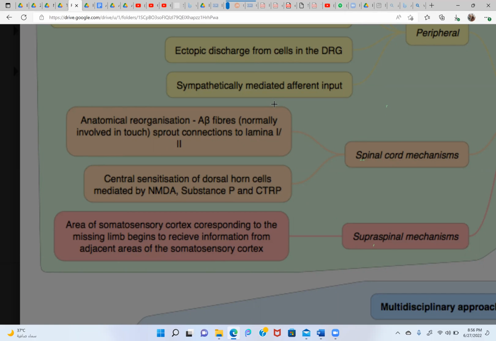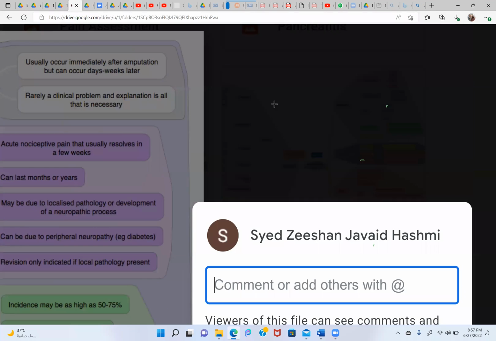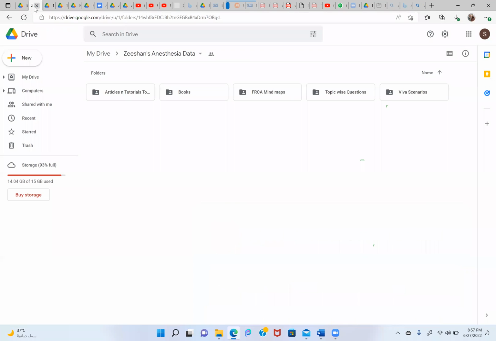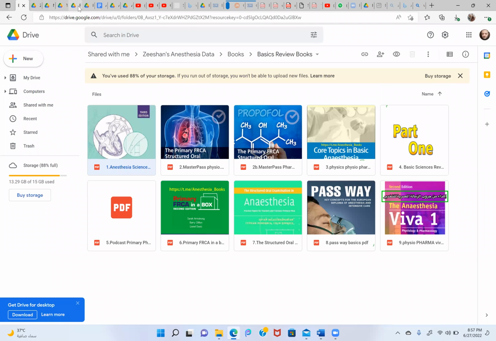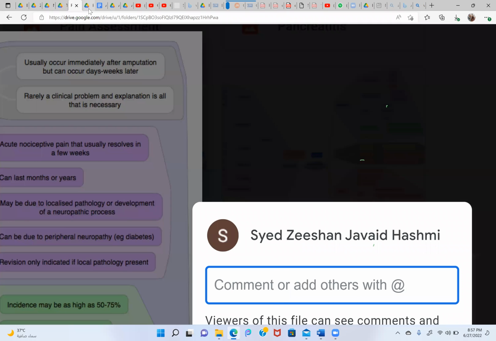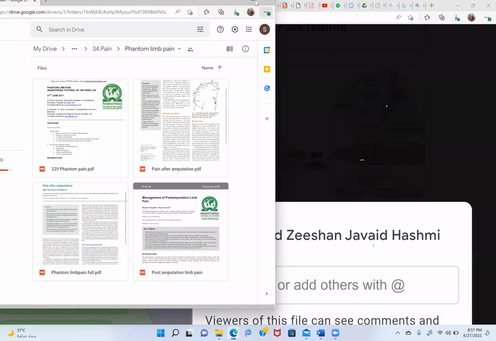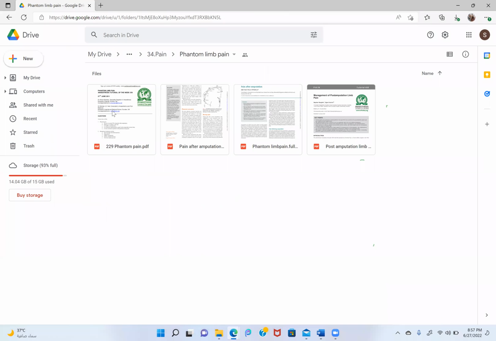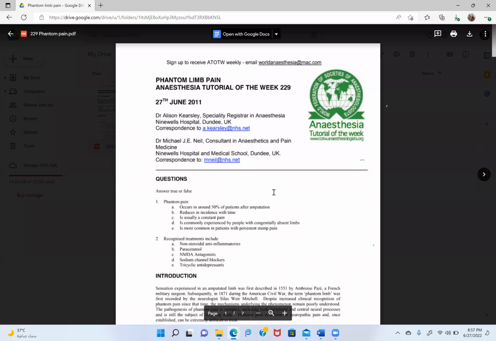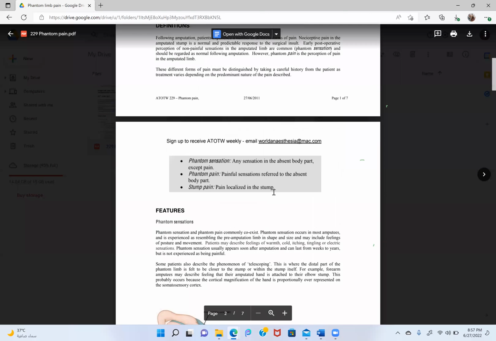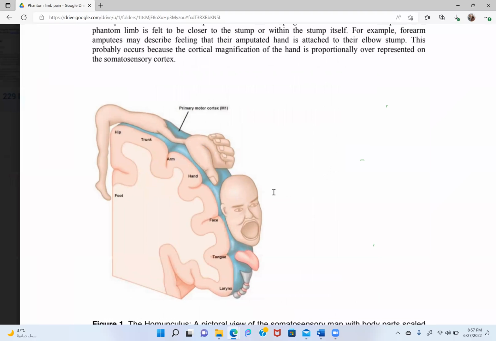So I'm unable to comment on it. But usually there are specific somatosensory areas in the brain. I will just show you the article which I opened. Just a second. So there are somatosensory areas, specific areas.